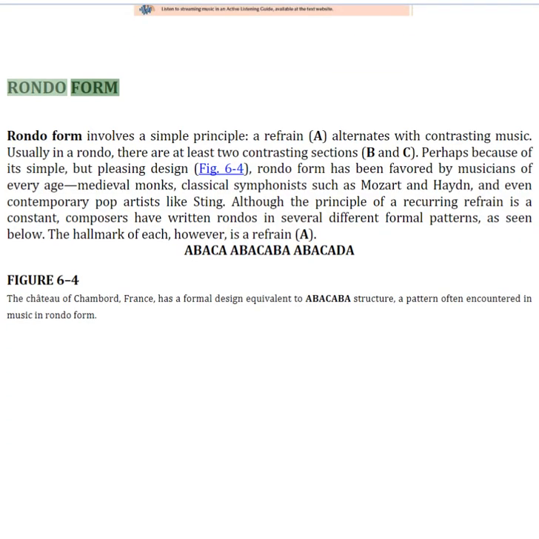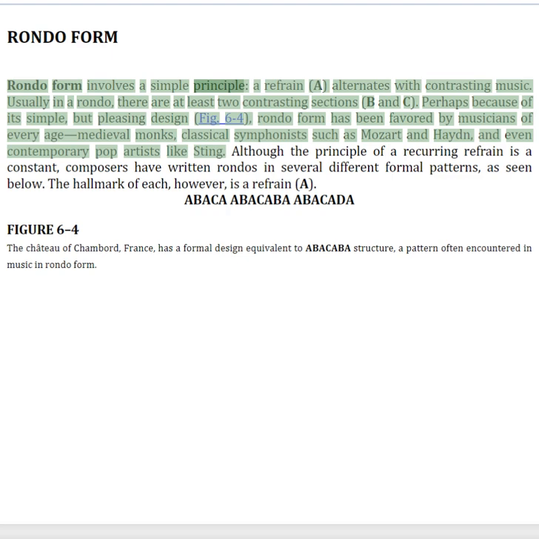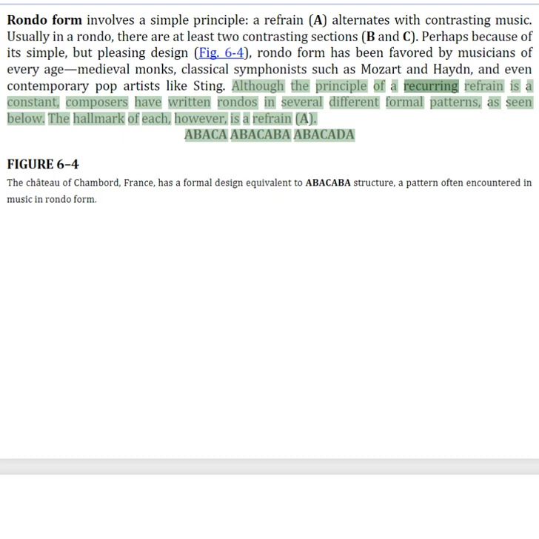Rondo form. Rondo form involves a simple principle: a refrain alternates with contrasting music. Usually in a rondo, there are at least 2 contrasting sections. Perhaps because of its simple, but pleasing design, rondo form has been favored by musicians of every age, medieval monks, classical symphonists such as Mozart and Haydn, and even contemporary pop artists like Sting. Although the principle of a recurring refrain is a constant, composers have written rondos in several different formal patterns, as seen below. The hallmark of each, however, is a refrain.